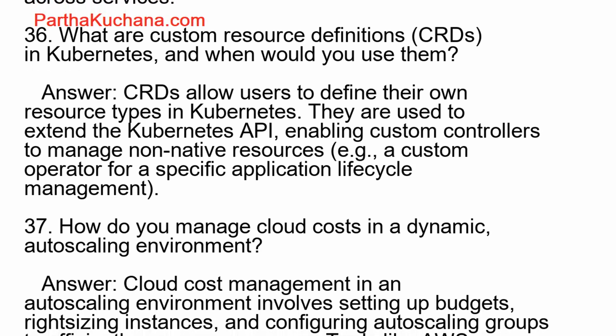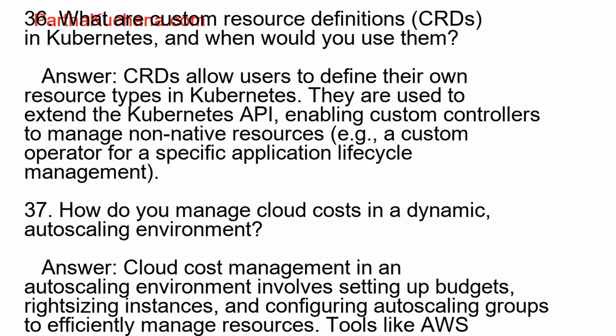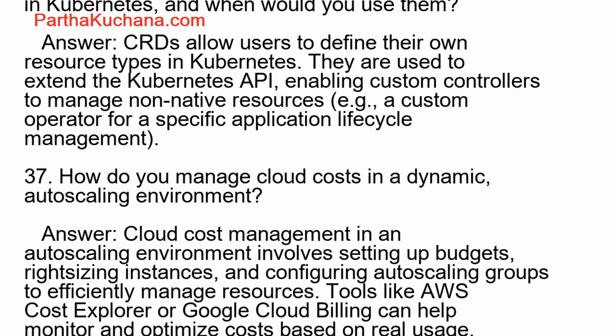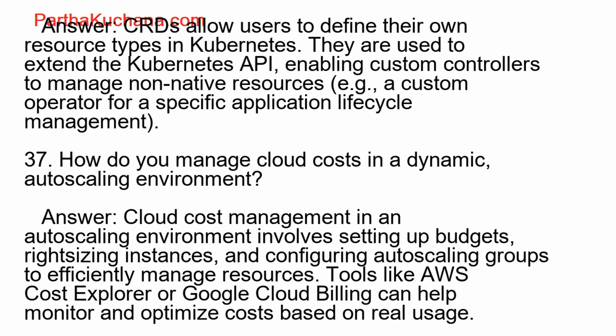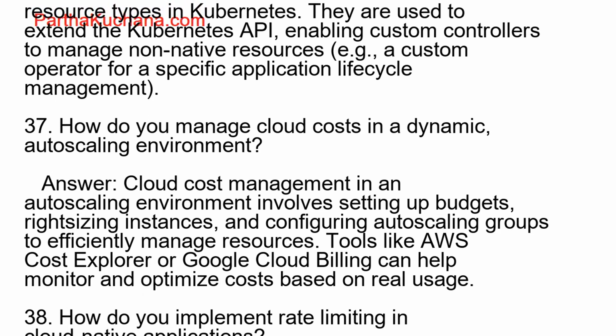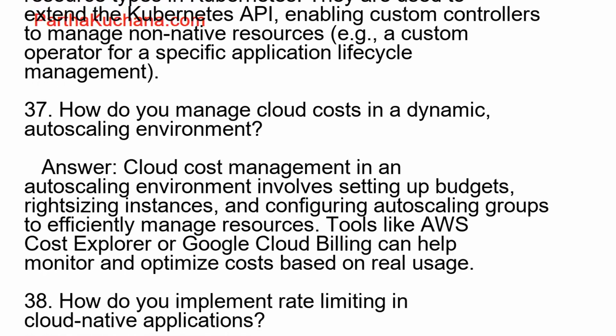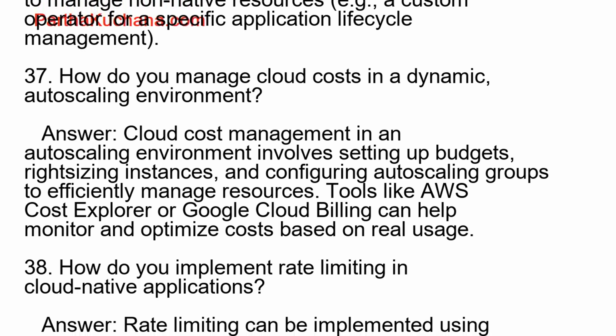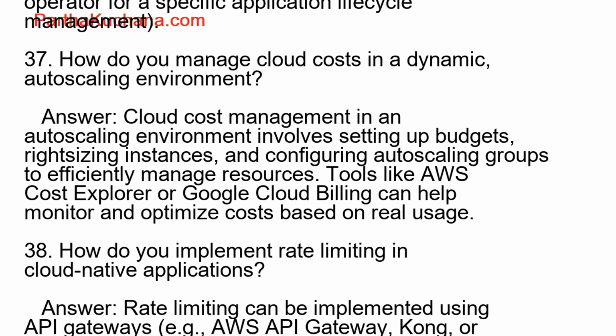38. How do you implement rate limiting in cloud-native applications? Answer. Rate limiting can be implemented using API gateways, e.g., AWS API Gateway, Kong, or Istio, or at the application level with libraries that track request counts. Rate limiting ensures that users or services do not overwhelm your system.